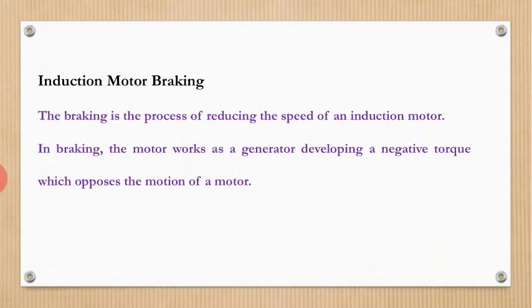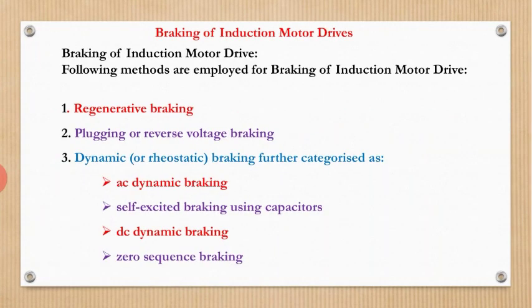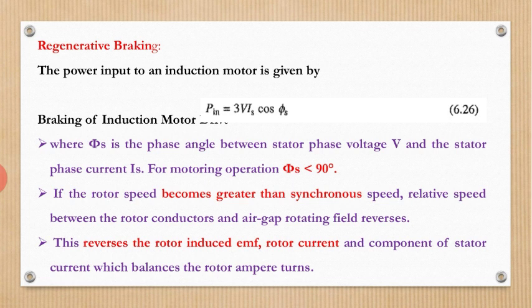Various methods are employed for braking of induction motors, namely regenerative braking, second plugging or reverse voltage braking, third dynamic or rheostatic braking, further categorized as AC dynamic braking, self-excited braking using capacitors, DC dynamic braking, and zero sequence braking. So the first one is regenerative braking.